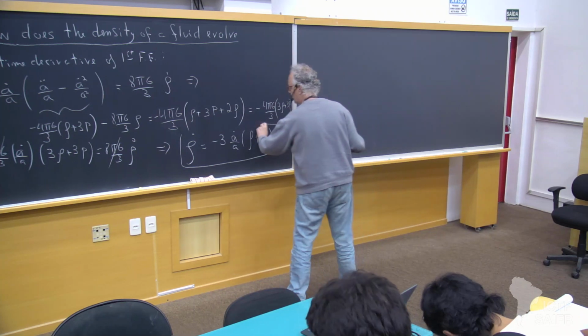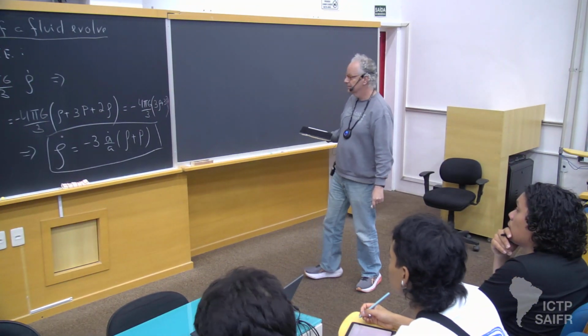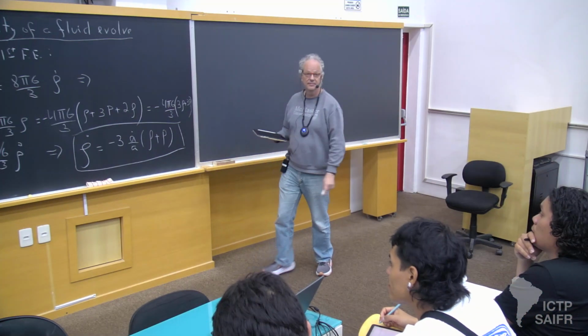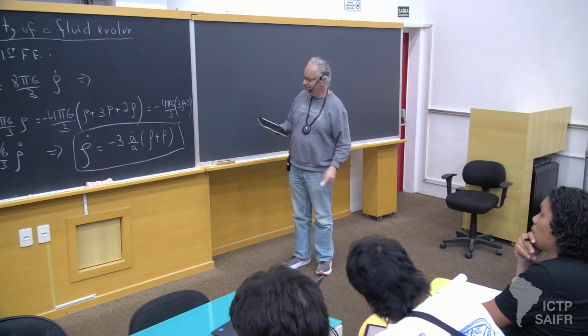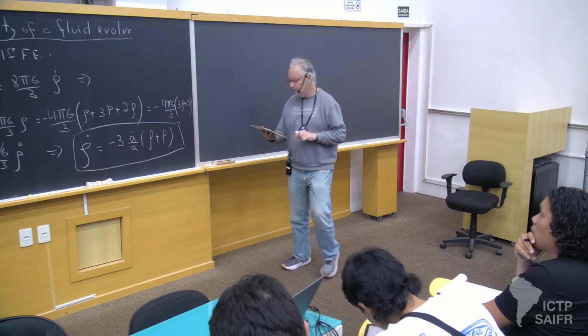So this is an equation for the time evolution of the density as a function of a, rho and p. Did I make any mistakes? Maybe I did. Let me check. Okay, this is correct.